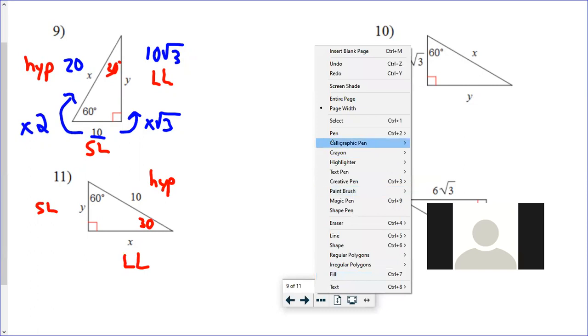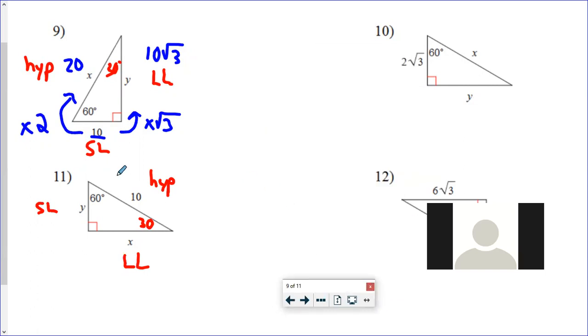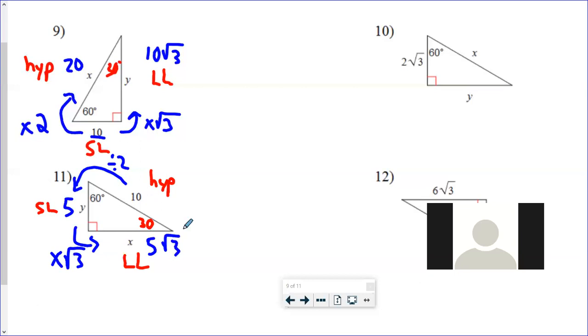So now this is going to be working a little bit backwards. How do I get from the hypotenuse to the short leg? Well, on the last example, we were doing the opposite and we times by 2. So the opposite of timesing by 2 is dividing by 2, and half of 10 is 5. Now we're going from the short leg to the long leg, which the way that we do that is timesing by the square root of 3. 5 times the square root of 3 is 5 square roots of 3. Okay, cool.